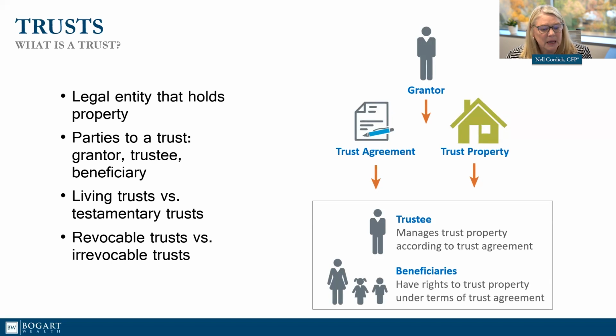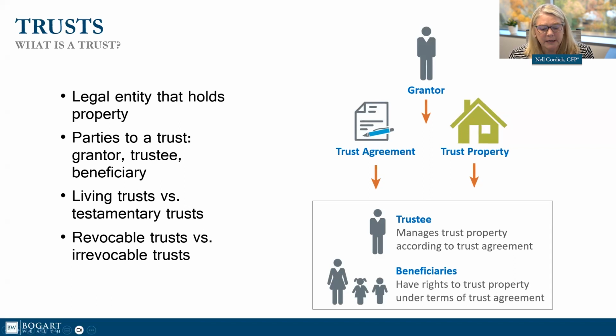A trust that you create while you're alive is referred to as a living trust or a revocable trust. A trust that is created upon your death, and if you remember back in one of the very first slides, we said that a will could create a trust. So a trust that is created from a will after you pass away is referred to as a testamentary trust.